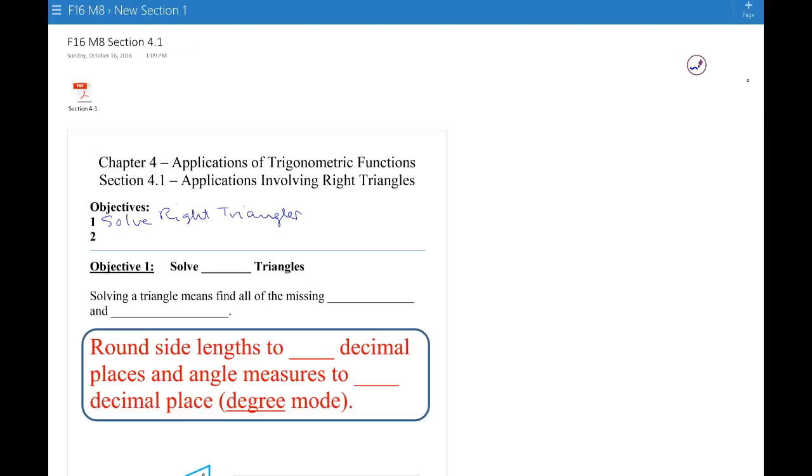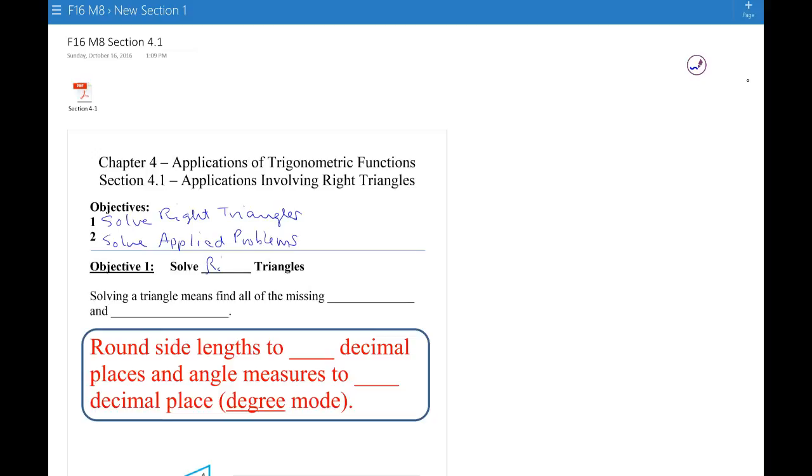Everything in this section applies to right triangles only, and then you'll see in sections 4.2, 3, and 4, we're letting the triangles not necessarily be right triangles. So make sure you're clear on the difference. The second objective is going to be to solve applied problems. So here's another chance to work on those word problems where trig is so useful.